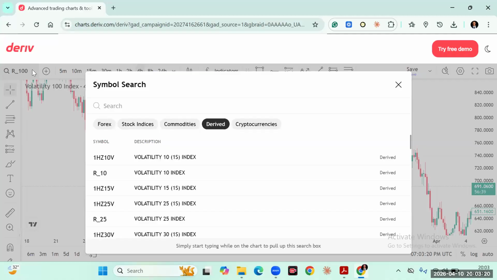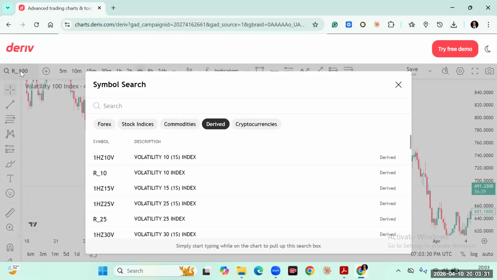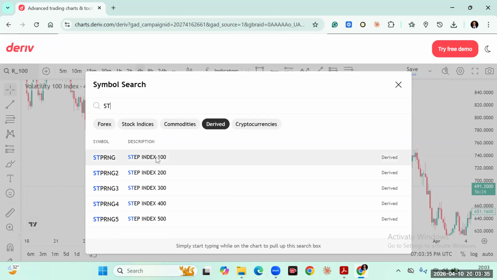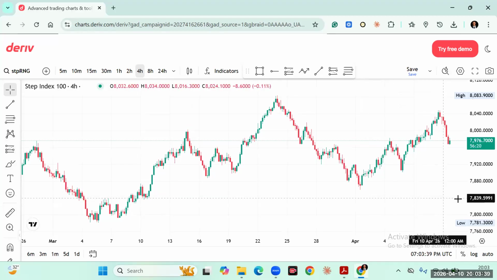EURUSD or GBPUSD. But you can use this one, I can understand from this one too. All right, let me even use Step Index. Do we have Step Index 100? It's also a very interesting pair.